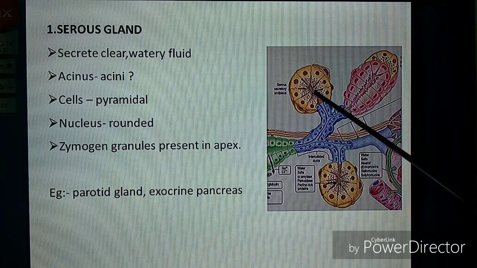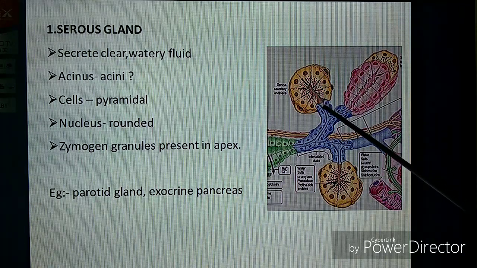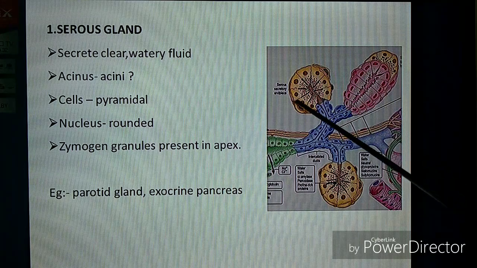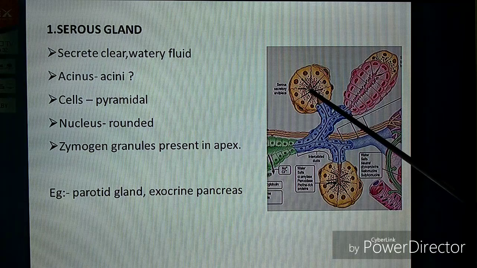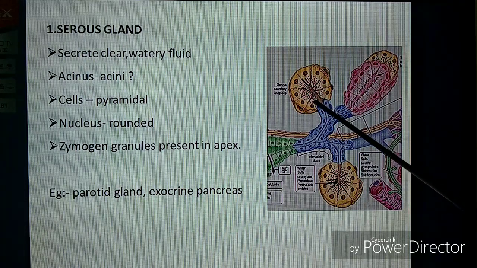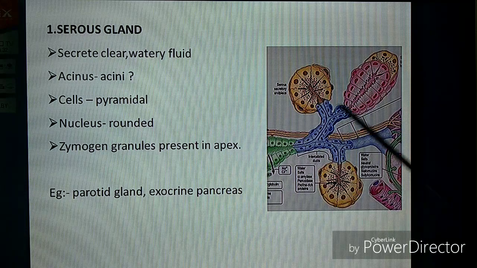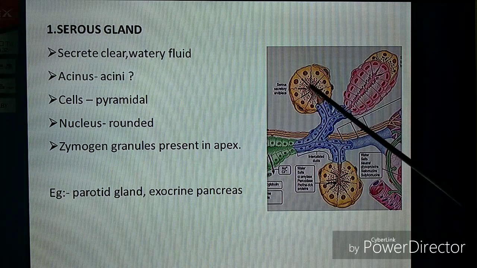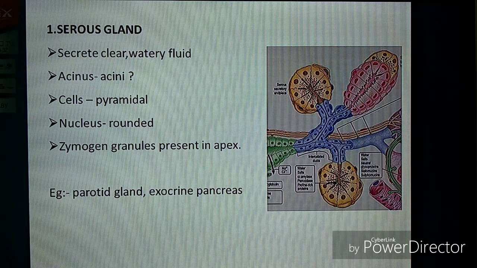Further, this common lumen will continue as the duct. So all these secretory cells are secreting into this common lumen. Further, that secretion will pass through the ducts. Tiny ducts are joining to form the larger ducts. So this group of cells, which are secretory in function, have their apex facing a common lumen. Such a structure you can call an acinus, or the plural form is acini.